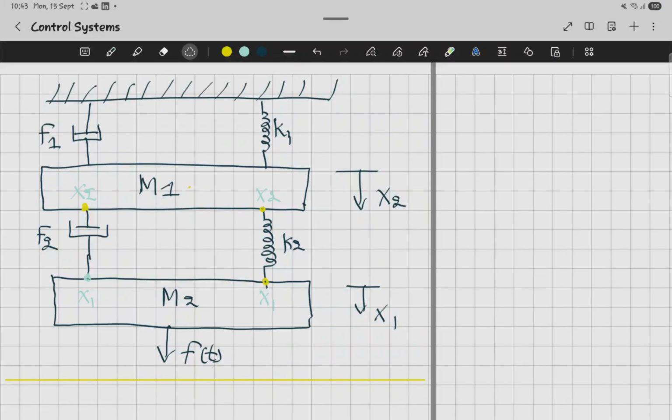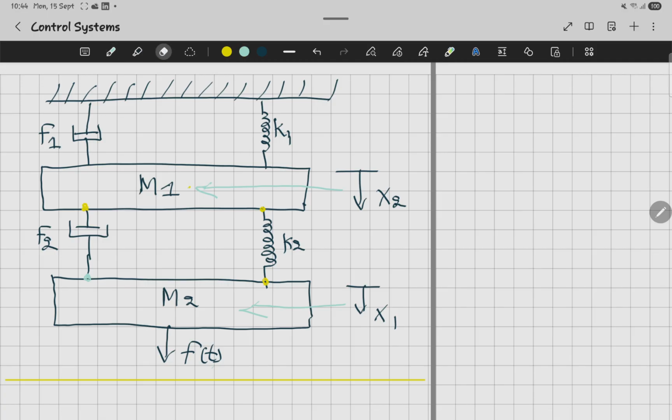Okay, the question is, how do we get the equation from this mechanical mass system? So now what you do, we're going to solve this according to the mass. What you should know is x2 is actually connected to this mass, and x1 is actually connected to that mass.